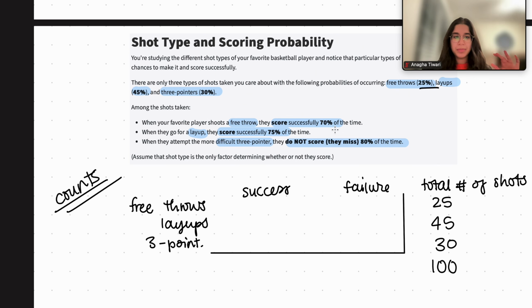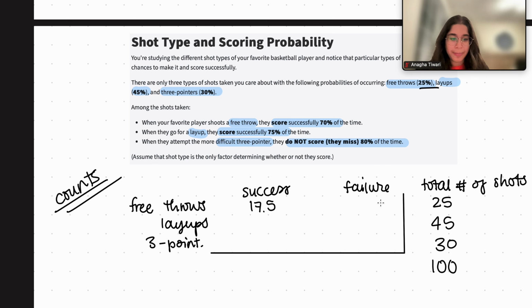So that means 70% of whatever free throw shots there were are successful. So if we had 25 total free throw shots, 70% of them, or basically 17.5, right? 17.5 of those shots will be successes. In this context, the decimals may not make a lot of sense, but because we're dealing with counts and we want exact probabilities when we calculate them, we want to keep the decimals here, right?